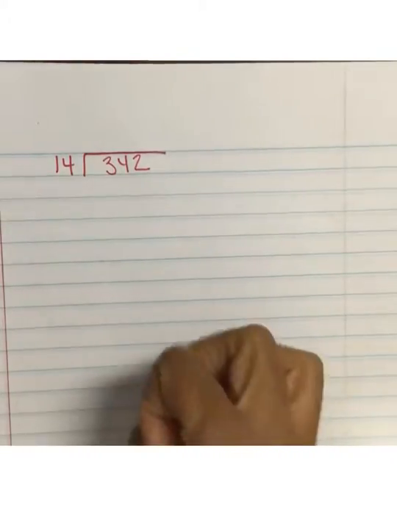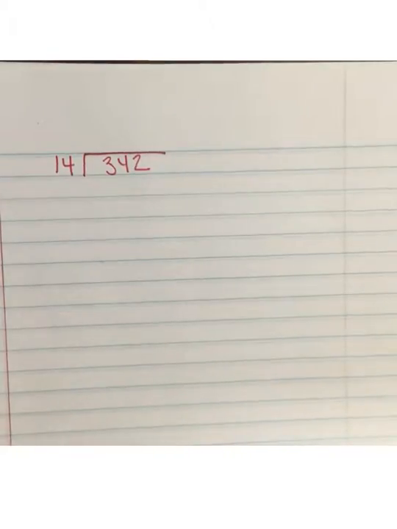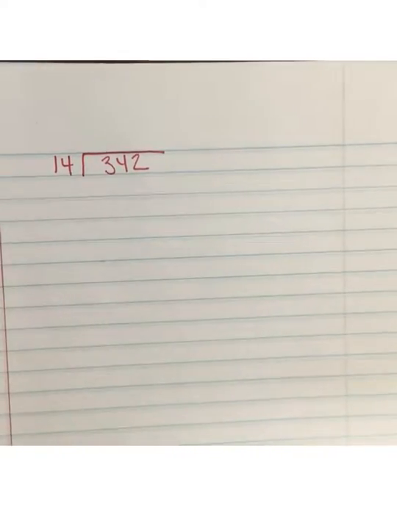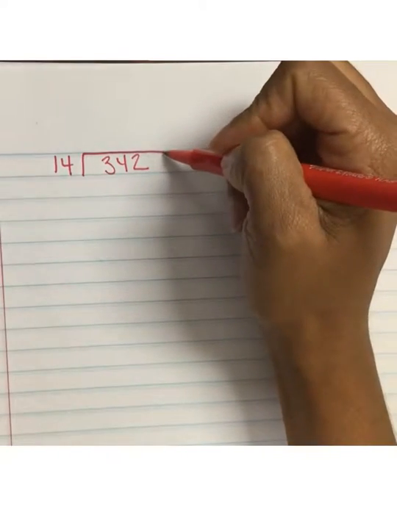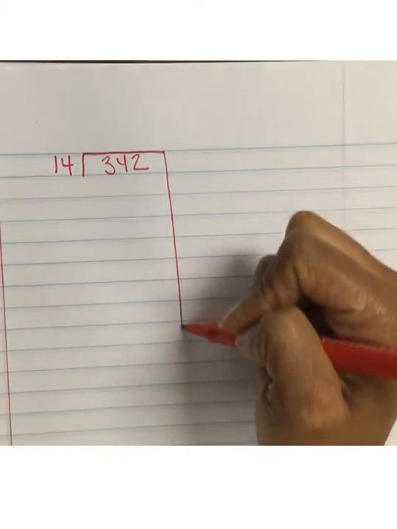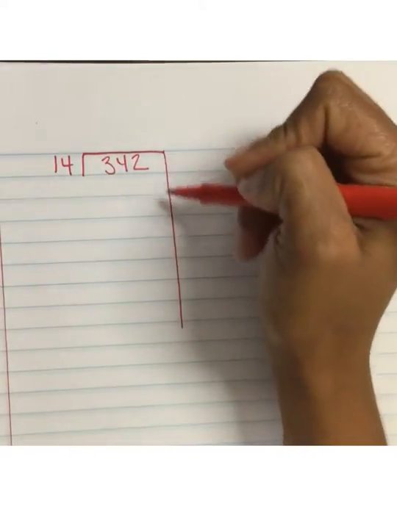I'm going to show you how to divide 342 by 14 using the Big 7 method. And it's called the Big 7 because this line right here, I'm going to extend it all the way down, which creates a 7 figure.